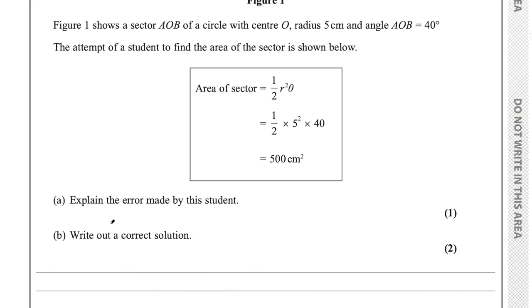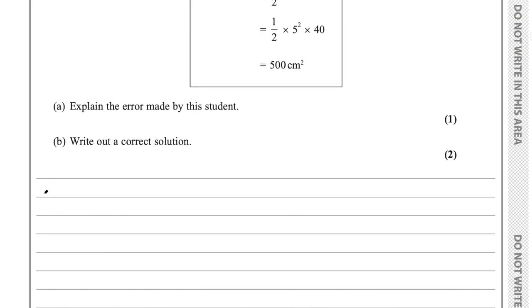So part A says explain the error made by this student. That would be my error. They need to use radians and not degrees. So for part A: they did not use radians, theta should be in radians. Okay, so that was part A.